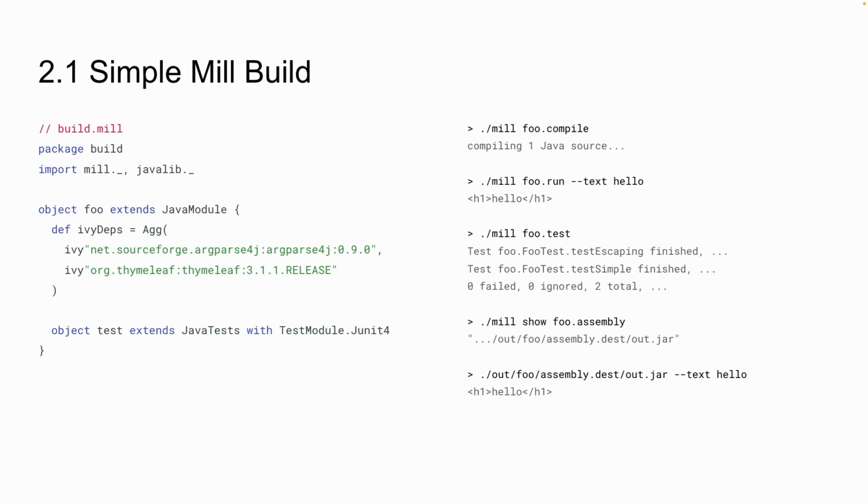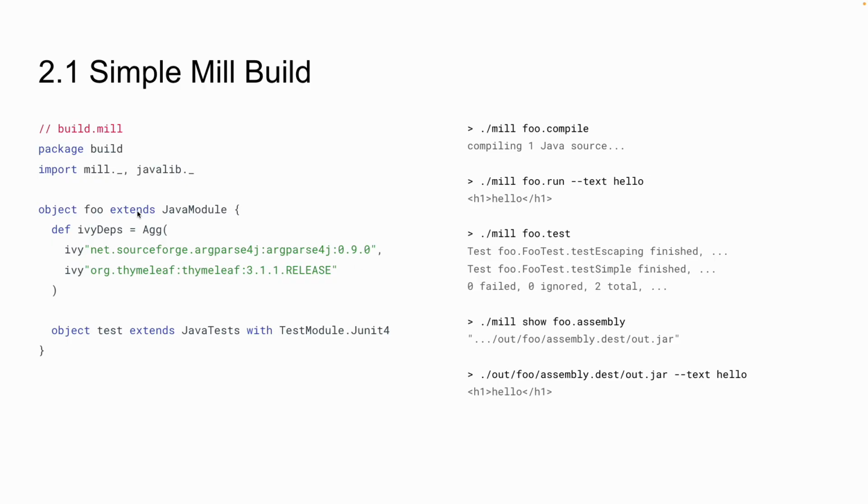So a simple Mill build looks like this. You say object foo extends JavaModule. You define some dependencies. You define an object test suite inside foo with its own Java test superclass and JUnit 4 interface. And you can use foo.compile, foo.run, foo.test, foo.assembly, run the assembly later on the command line, just normal build tool stuff. So the syntax is a bit foreign.